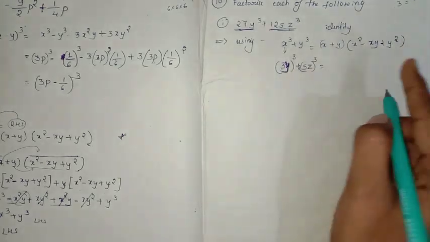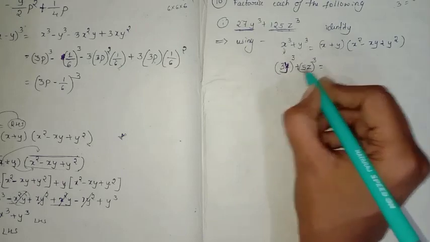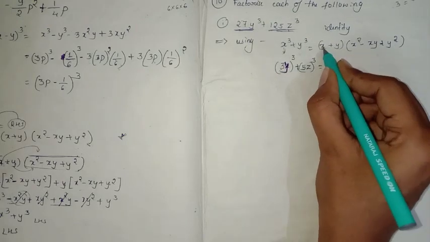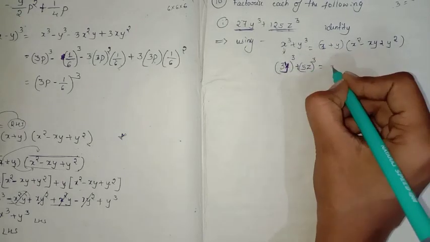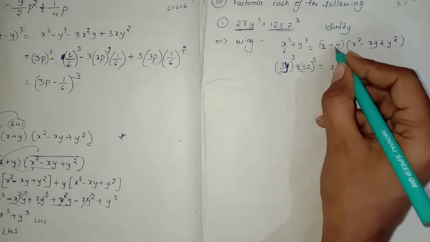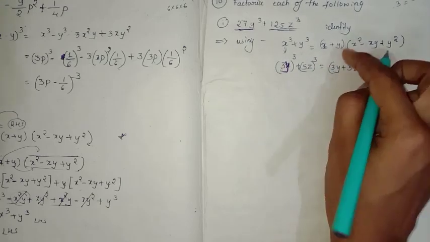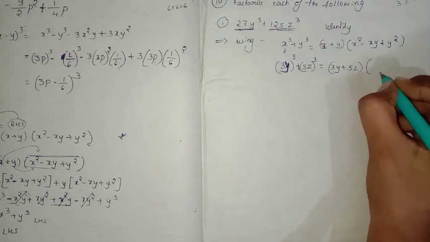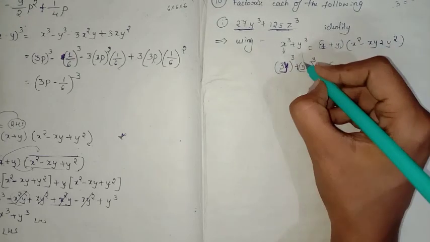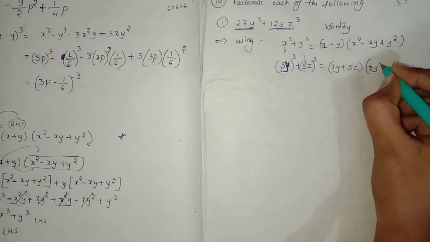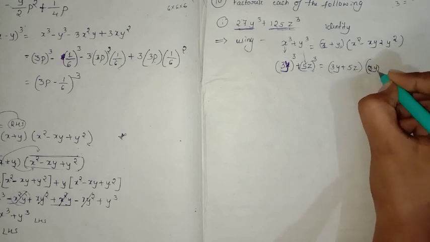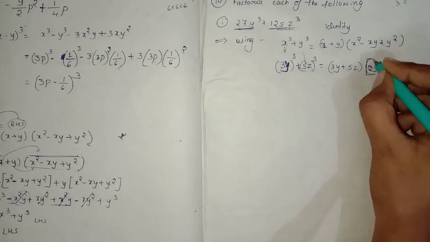Now we have to write the expanded form. So what is x here? In place of x, the value is 3y, plus, in place of y, the value is 5z. In another bracket, x square: what is the x value here? 3y. What is the y value? That is 5z. So we'll write x square as a square and use this bracket here.